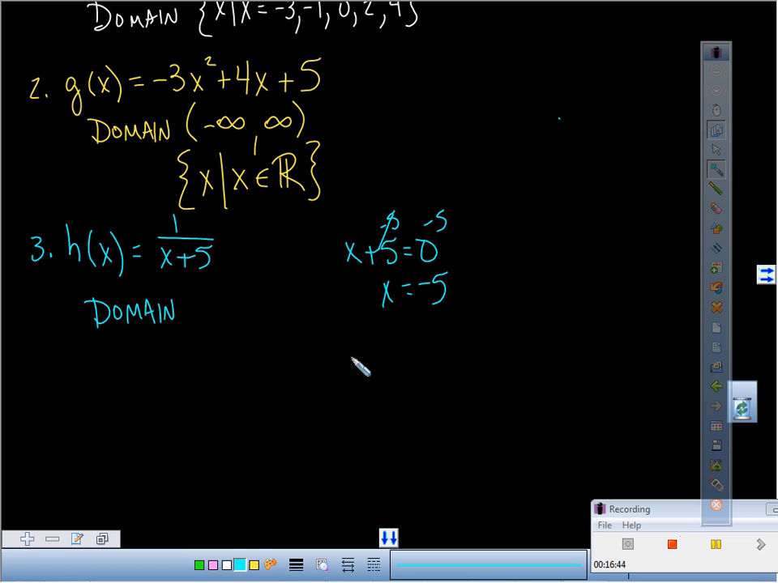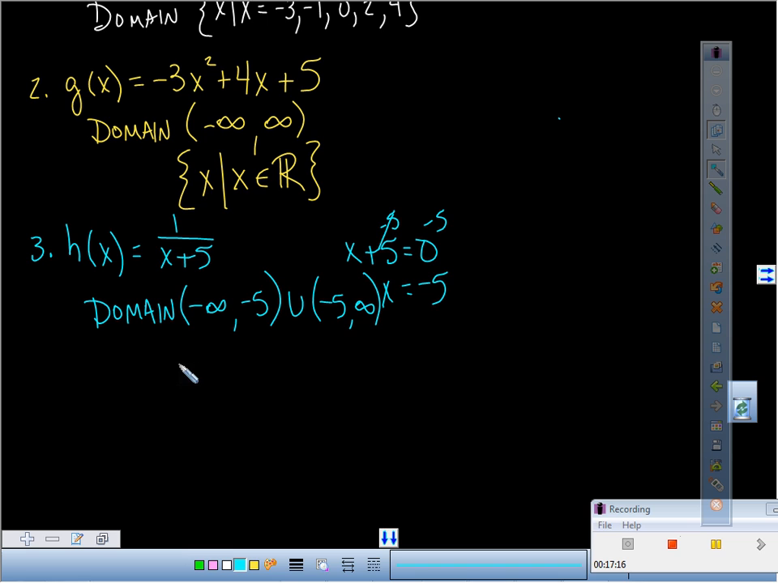Now, what am I going to do with that? I'm going to exclude it, okay? So, in interval notation, that means X can be anything in the world except -5. So I'm going to go from what? To -5. And then I'm going to exclude it. Remember interval notation, a parenthesis means excluded and a bracket means included. Union, -5 to positive infinity. Okay?